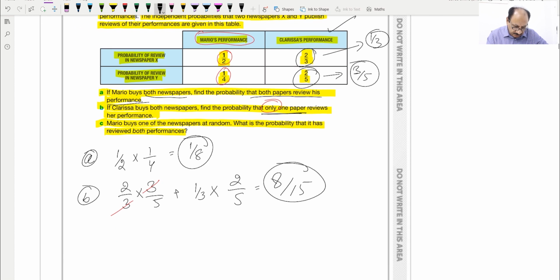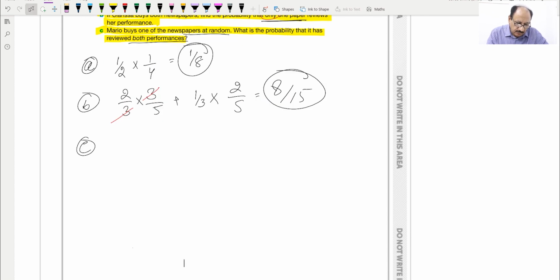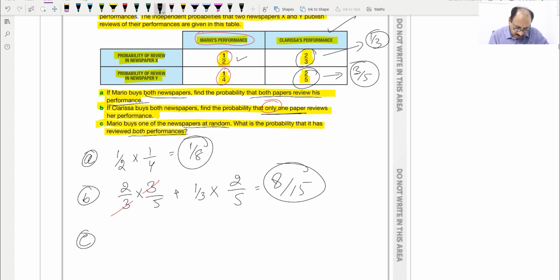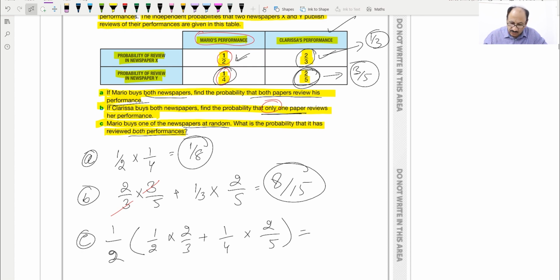Now for C part, Mario buys one of the newspapers at random. What's the probability that it has reviewed both newspapers? So reviewed both newspapers, we will be taking this one 1 by 2, this and this one, so multiply by 2 by 3, and plus if we will be taking reviewed this and this, so this will be 1 by 4 into, these are reviewed in all cases, and we have to take half of this, because half are reviewed, so we can calculate this.